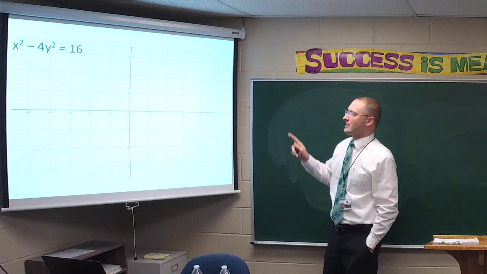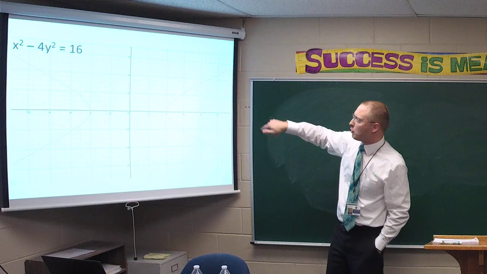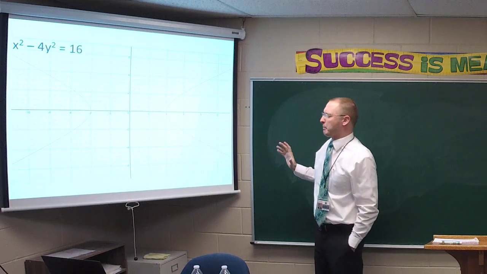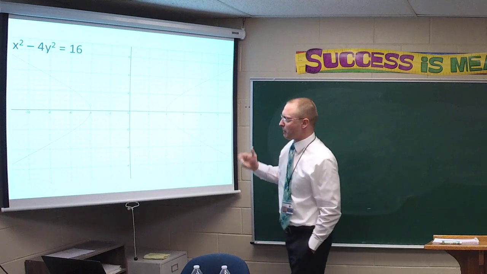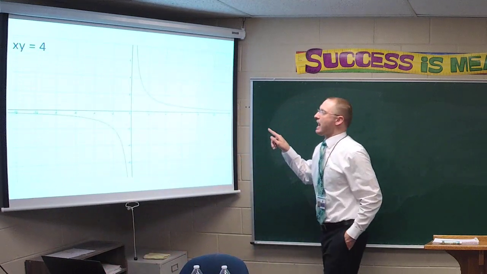A hyperbola doesn't have a plus, it has a minus between them. So you see these two almost look like a couple of parabolas facing away from each other. They're not quite parabolic, but they're close. Probably the best way to think of it. And this is something we have seen, right?